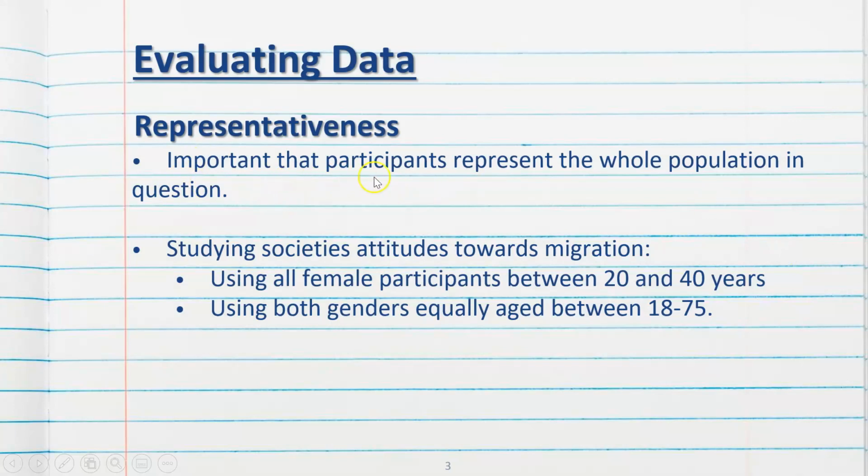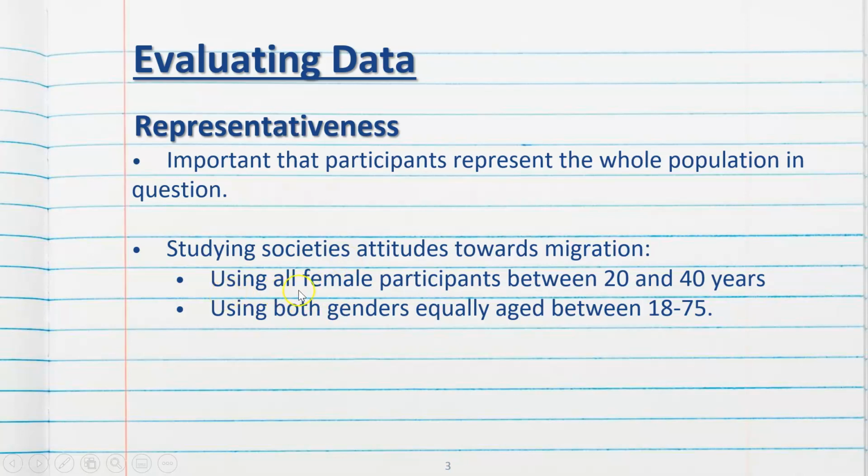Okay, so it's important that participants represent the whole population in question. So we need to make sure, in other words, the sample that we use in our experiment or investigations is representative of the target population that we are looking at. So in this particular example here, I'm looking at society, that's my population, but I've got two samples here.